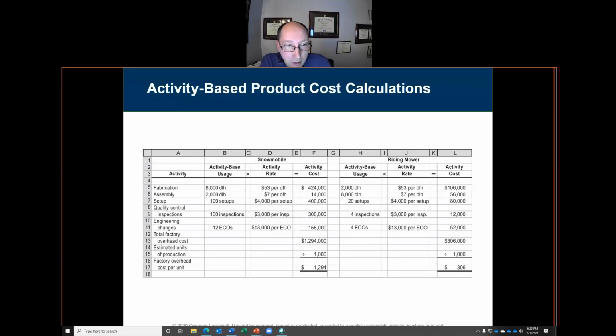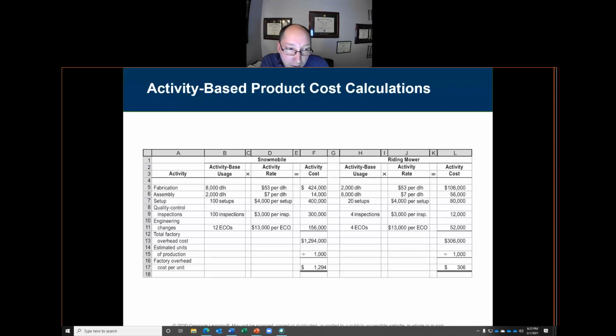For the snowmobiles, fabrication, 8,000 hours, $53 per hour. That's $424,000. Assembly, 2,000 hours, $7 per hour, $14,000. Setups, 100 setups for the snowmobiles, $4,000 per setup. Gets us $400,000. Inspections, 100 of them, at $3,000 per inspection, that's $300,000. Engineering changes, 12 at $13,000 apiece is $156,000.